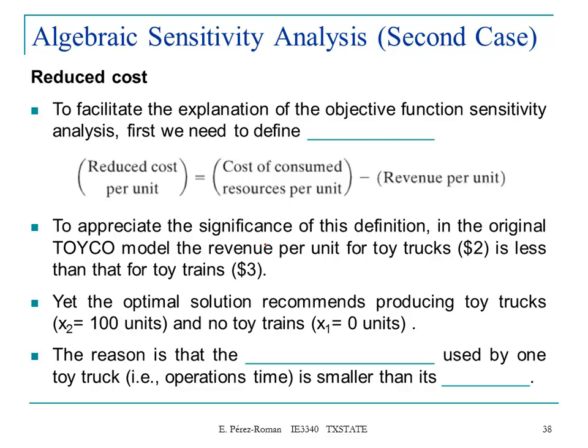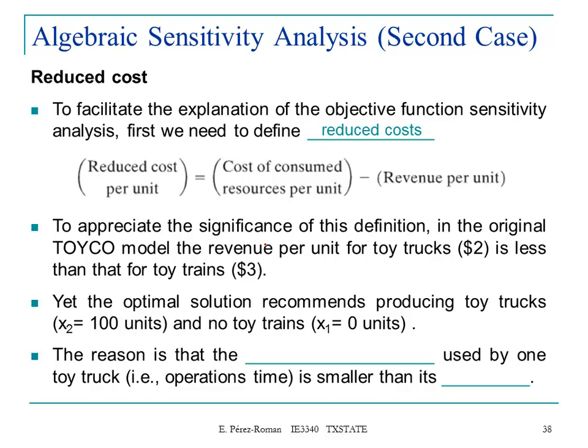So to facilitate the explanation of the objective function sensitivity analysis, we first need to define the reduced cost. A reduced cost per unit equals the cost of consumed resource per unit minus the revenue per unit. Okay, so the reduced cost per unit is equal to the cost of a consumed resource per unit minus the revenue per unit.